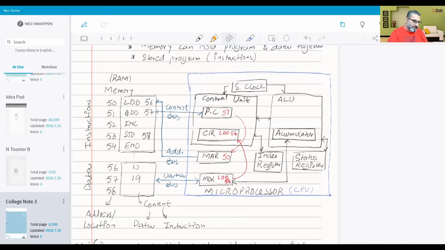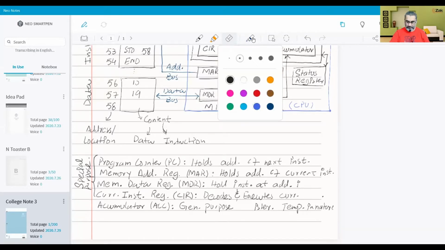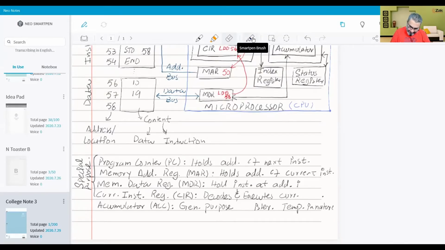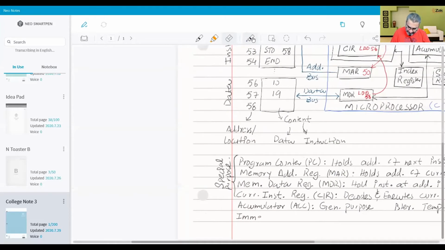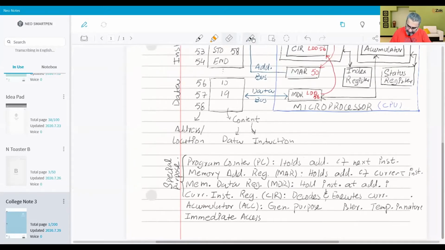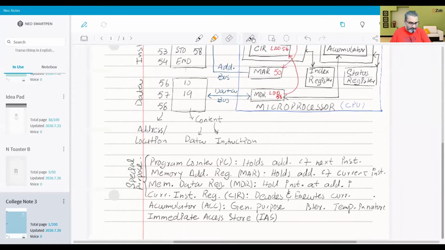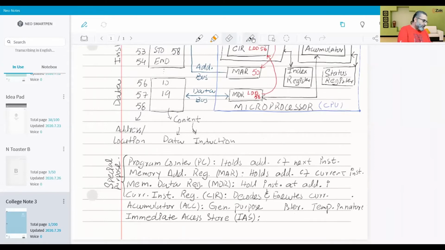So the main components of the processor are the arithmetic logic unit, the control unit, the system clock, and the immediate access store. Now this is something new: immediate access store, IAS. The immediate access store holds all the data and programs that the processor needs to access. Now you can understand what this immediate access store actually is.